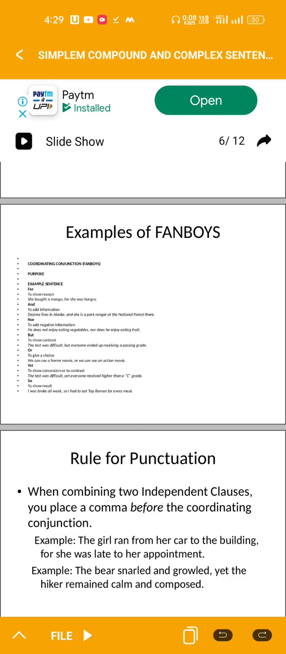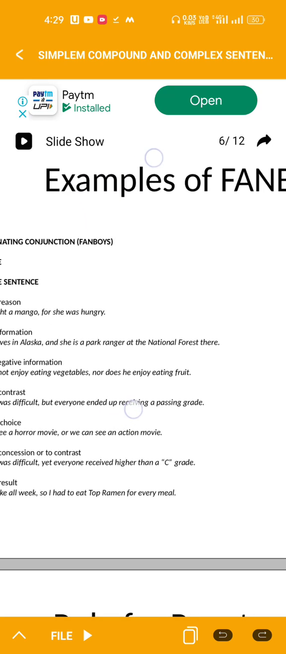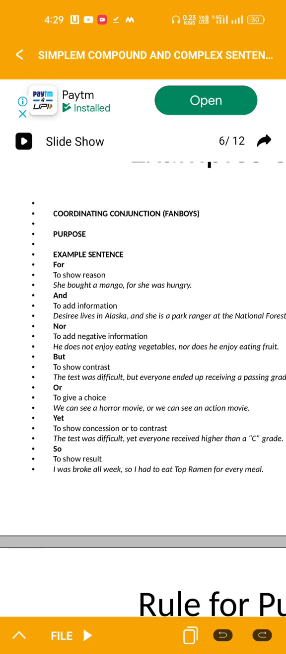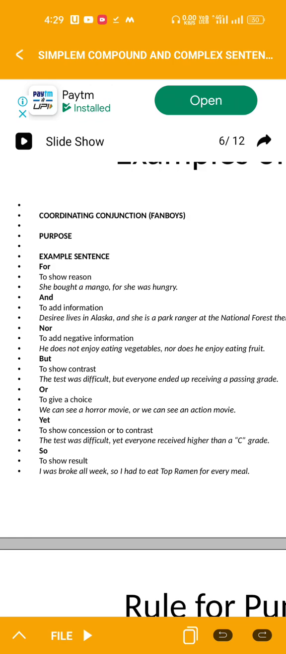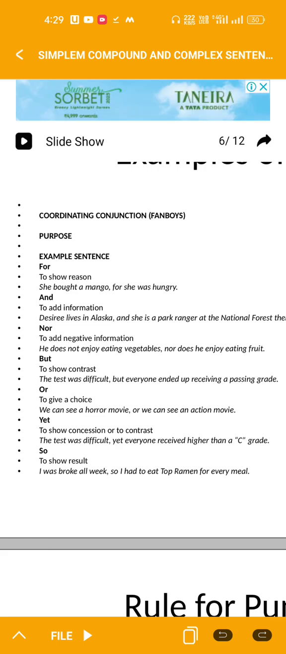You can say the example is for, used to show reason. She bought a mango, for she was hungry. She bought a mango is an independent clause where she is a subject and bought is a verb. For is a coordinating conjunction. She was hungry can exist on its own. So she was hungry and she bought a mango, these two are independent clauses just joined by the coordinating conjunction for. So it is a compound sentence.